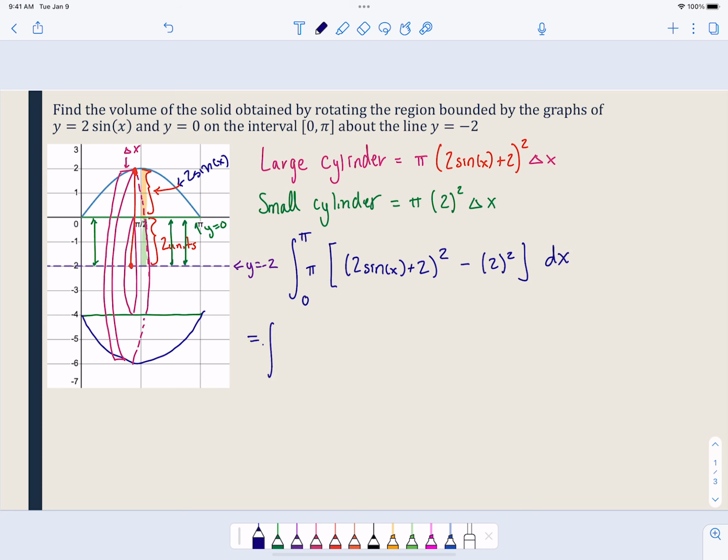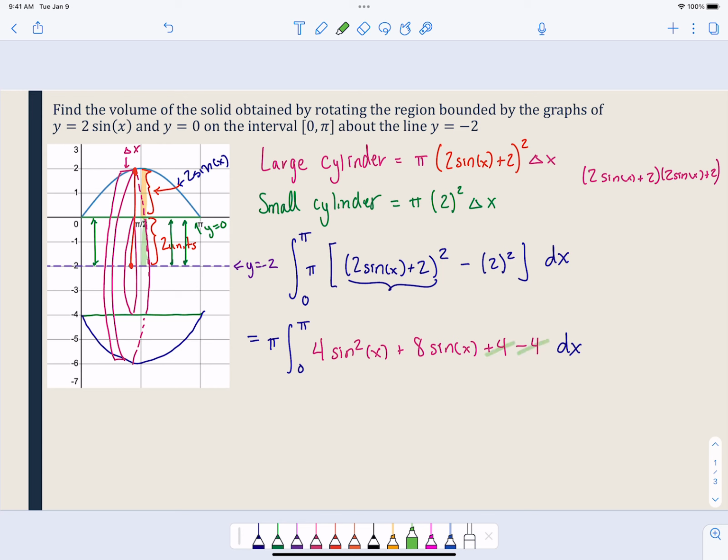So if we bring that pi out in front, we need to FOIL out our 2 sine of x plus 2. So we literally have to do 2 sine of x plus 2 times 2 sine of x plus 2. There we are going to get 4 sine squared of x plus 8 sine of x plus 4, and then we're going to have minus 4. So things are actually not too bad. Those cancel, and we have 2 things we actually have to find the integral of. It's best to separate these out.